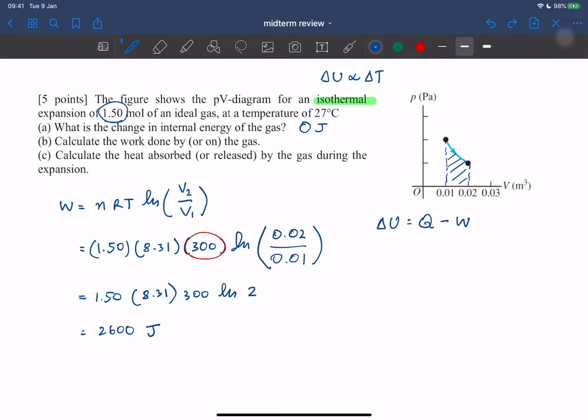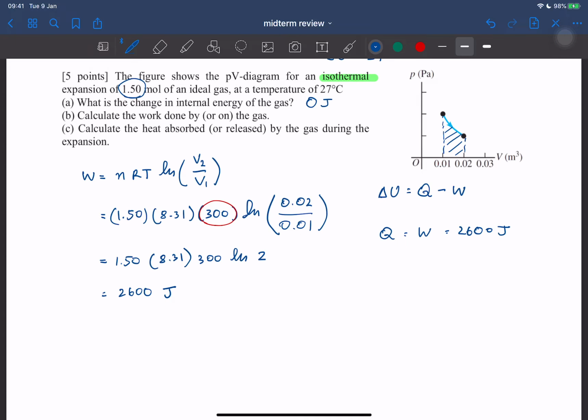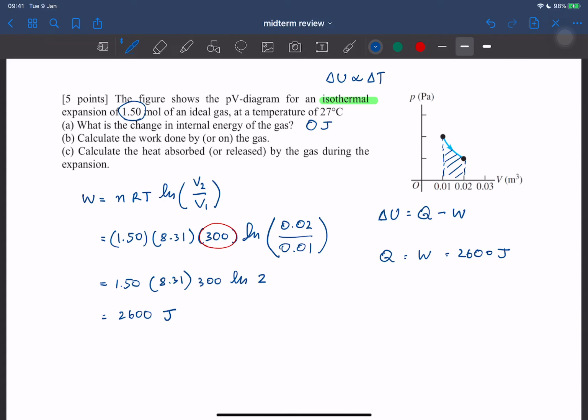And then for the last one, well, you just asked a few moments ago, calculate the heat absorbed or released by the gas during the expansion. Well, Q is just equal to W. So Q is just W, equal to 2600 joules. Positive Q means the gas receives heat, so heat flows into the gas. So it's the heat absorbed by the gas, right? So this is absorbed, and this is the work done by the gas.